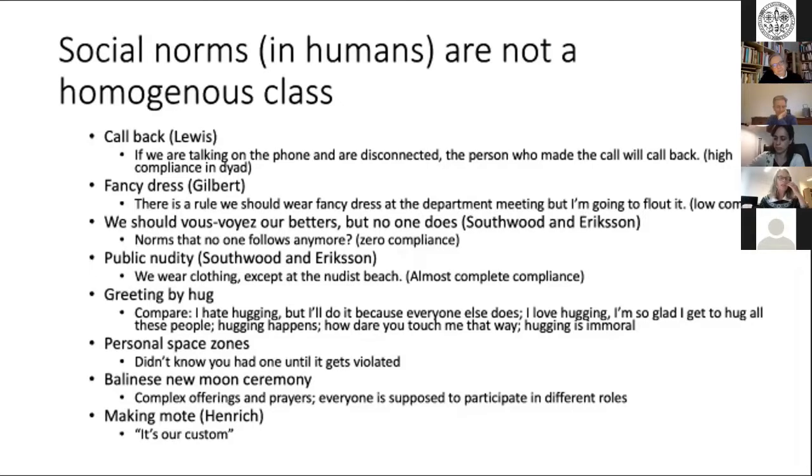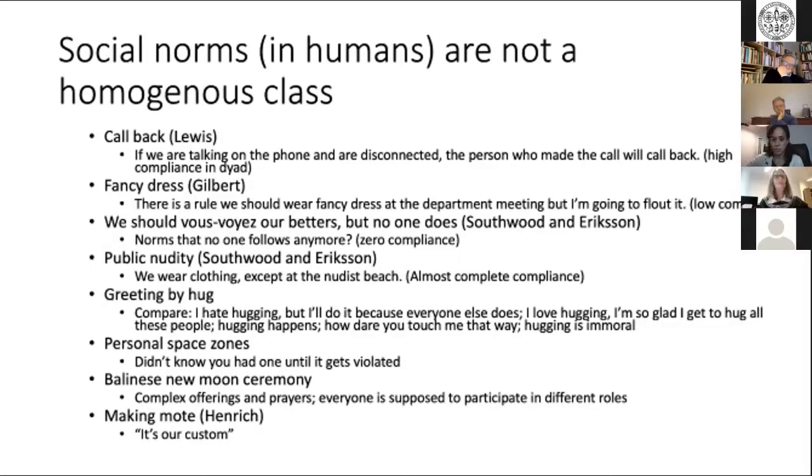Other norms like this are personal space zones. You might not even know you had this until it gets violated. So these sorts of norms could perhaps be quite opaque. And making moat is another norm that Joseph Henrich discusses in The Secret of Our Success, which is opaque in the sense that individuals don't know why they do it, but they know that they do it. They put ash in the moat when they're making it. And when he asks, why do you do that? The answer is, it's our custom.